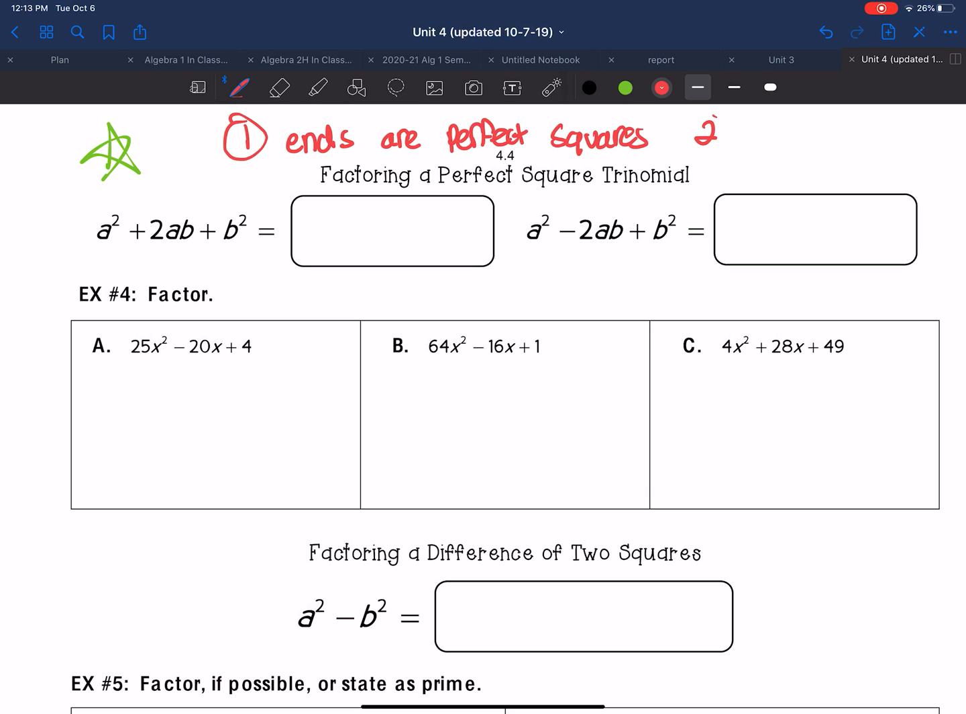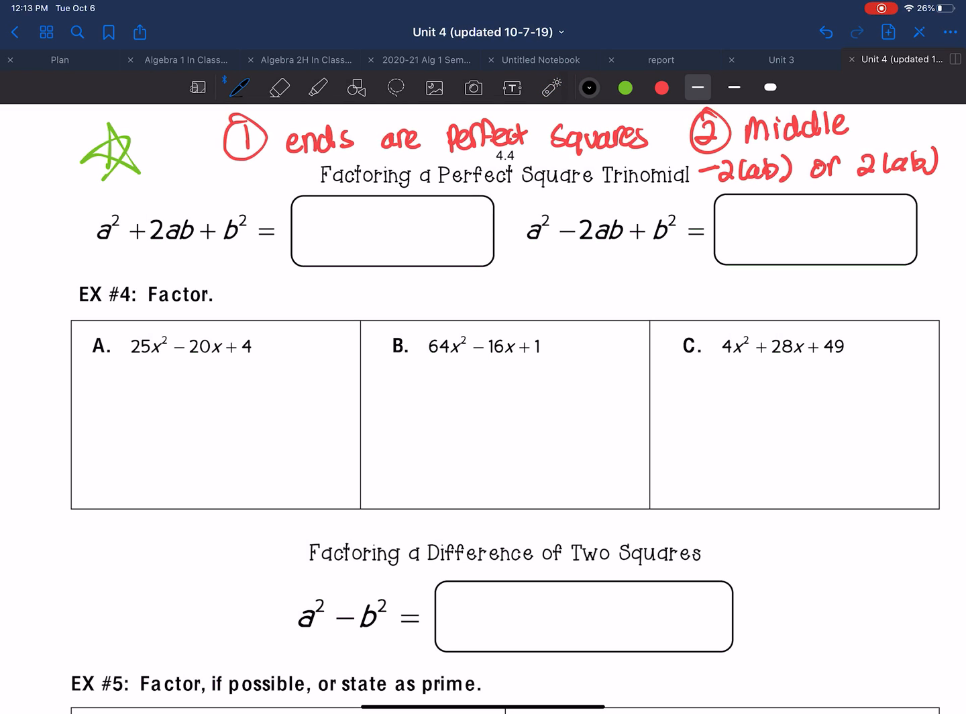The second thing you're going to notice is that the middle is going to be the first times the second times 2. Okay, so the middle is going to either be -2 times AB, so the two ends, or 2 times AB. Okay, so no matter what the sign is, if you have double AB in the middle and the ends are perfect squares, that tells you that you are dealing with a perfect square trinomial. And we have a rule for this that's going to make your life a little easier when factoring.